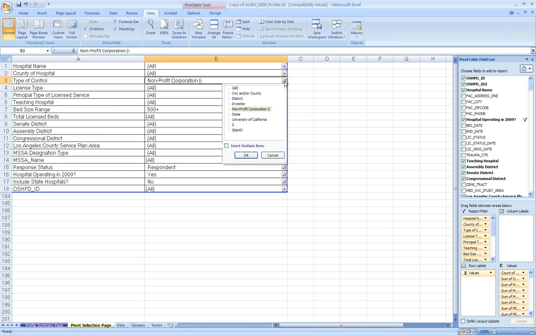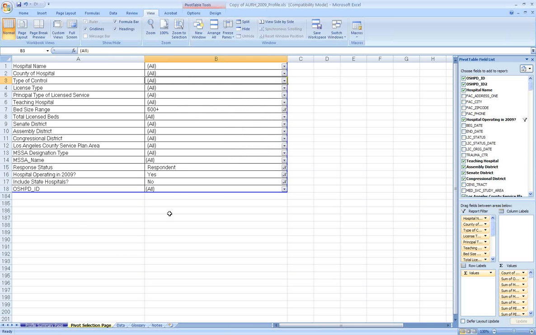One note about type of control, for those who aren't familiar, hospitals generally are nonprofit or for-profit. So here is the nonprofit, and investor is for-profit. They can also be owned by cities and counties, like Los Angeles County has a number of hospitals, the University of California. The state hospitals typically refer to psychiatric hospitals. So I'm going to say all hospitals.